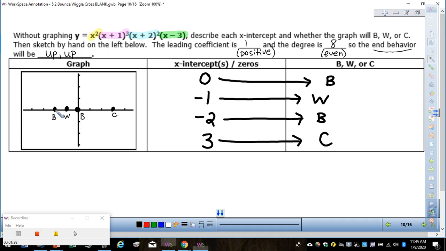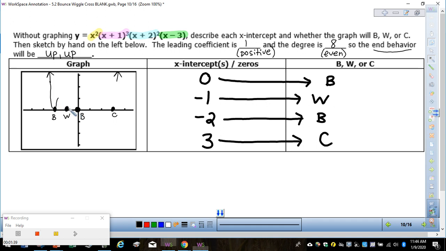So what I like to do here for the end behavior is go to the far left. Right above that, just do a little arrow that's up. Go to the far right on this side and do a little arrow that's going up. Now we're just going to draw the inside using the bounce, wiggle, cross clues that we already created for ourselves. So starting here on this left side from the arrow, first x-intercept, it's going to bounce.